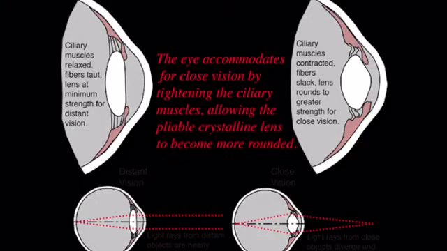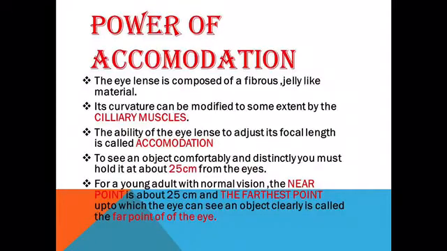The near point of the eye to see clear vision is 25 centimeter. If we see with a normal eye, the near point is 25 centimeter and the far point is infinity. From 25 centimeter to infinity, that is the farthest distance we can see clearly with a normal eye.